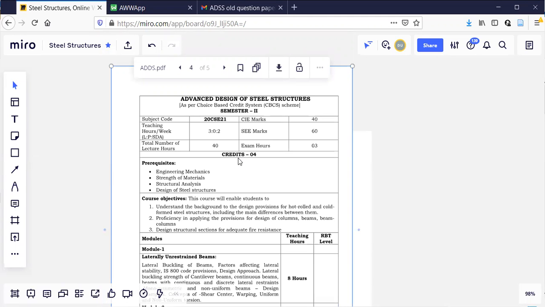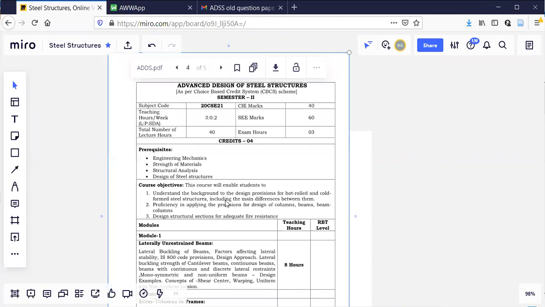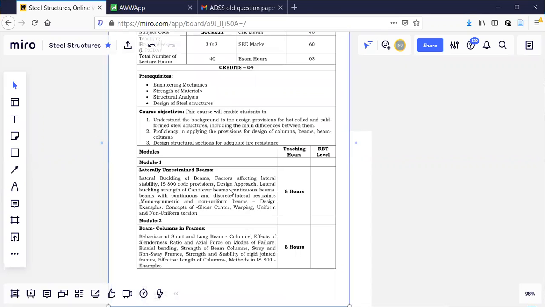I think this is 20 CSE 21. If you look at this one here, it is 3:0:2. I think you know how the pattern works: 40 marks for CIE, 40 marks for SEE. Engineering mechanics, strength of material, structural analysis, design of steel. These are prerequisites for this subject. You should have some fundamental knowledge about these subjects. If not deep, at least fundamental knowledge should be there so that you can understand better. Otherwise, you have to struggle more.